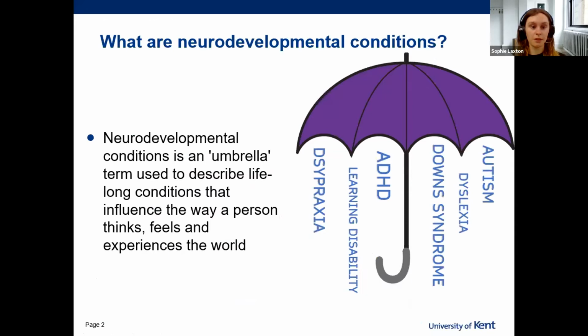So the term neurodevelopmental condition is an umbrella term that is used to describe lifelong conditions that can influence the way a person thinks, feels and experiences the world. Many conditions fit into the term neurodevelopmental conditions, and some commonly known neurodevelopmental conditions include autism, ADHD, Down syndrome, dyspraxia and dyslexia.